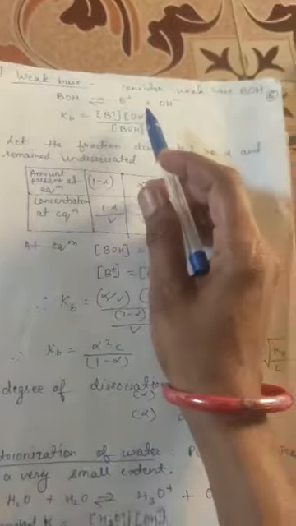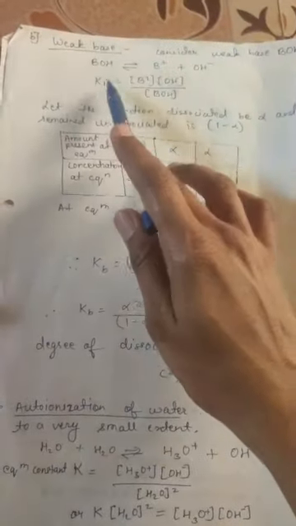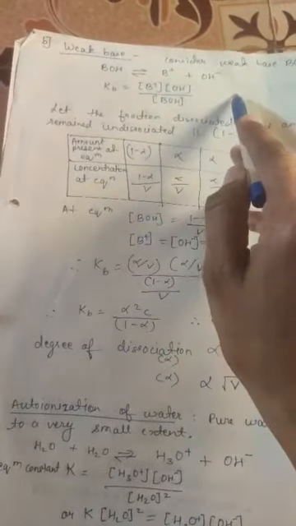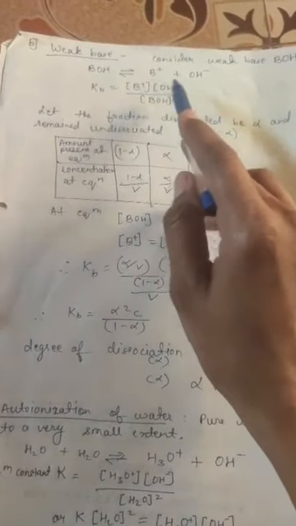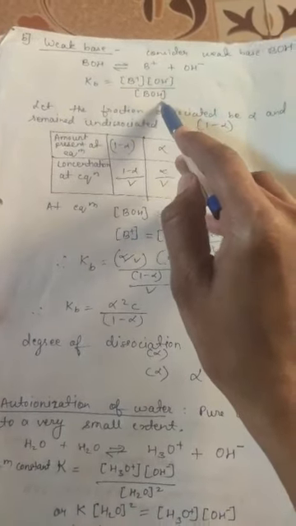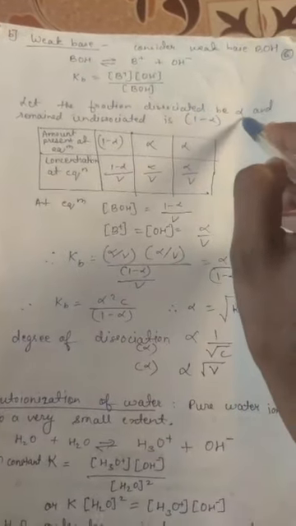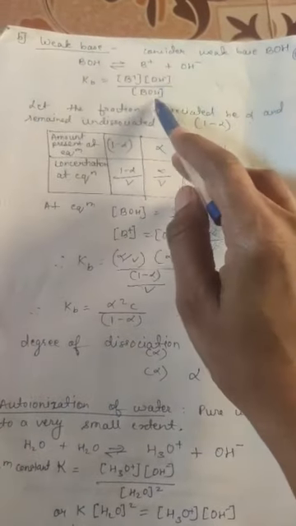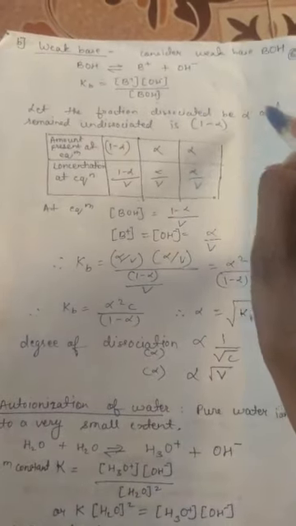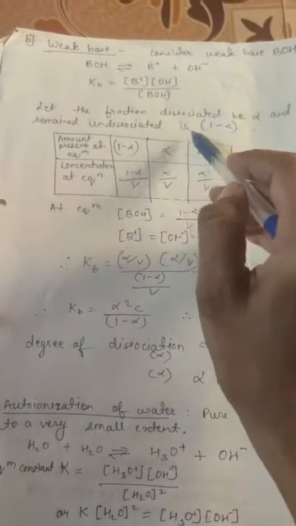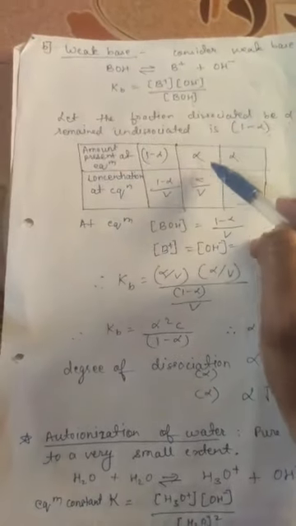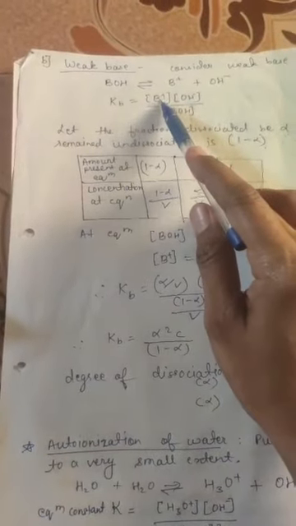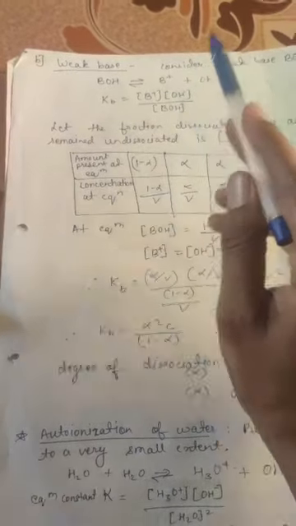In the same way, we are going to study Ostwald's dilution law for weak bases. Consider a weak base BOH. It gives B plus and OH minus. So Kb, the dissociation constant of the weak base, is equal to the concentration of B plus and OH minus upon the concentration of BOH. Let the fraction dissociated be alpha. When you put this BOH in aqueous solution, alpha is the fraction dissociated into B plus and OH minus, and 1 minus alpha remains undissociated.